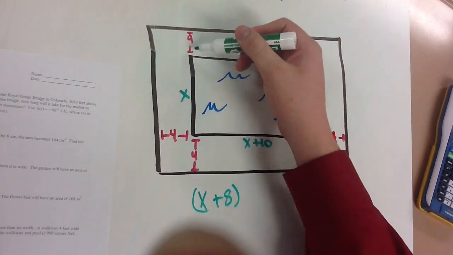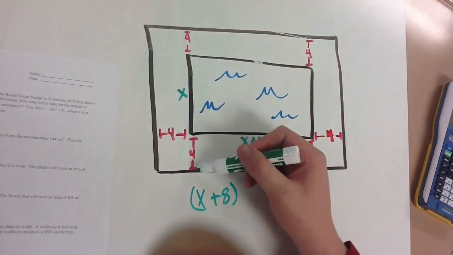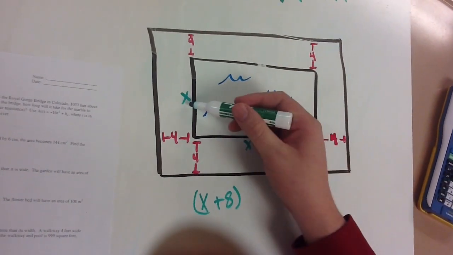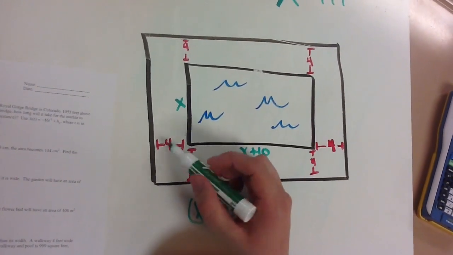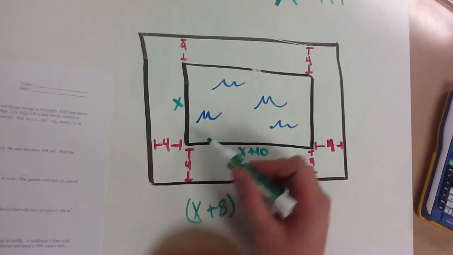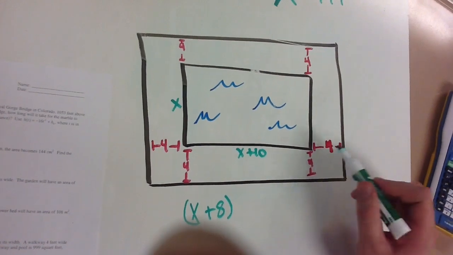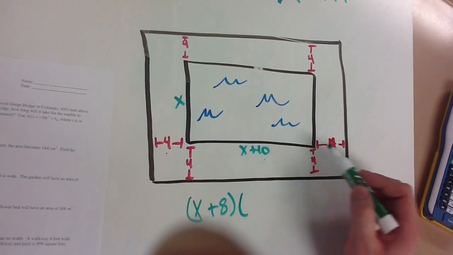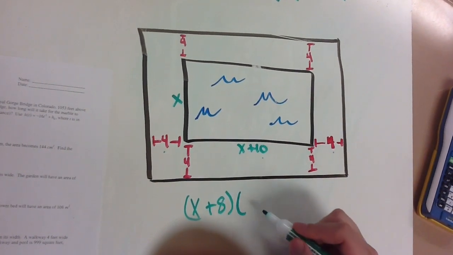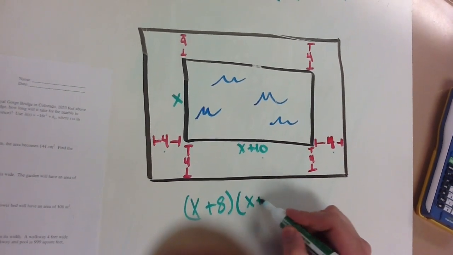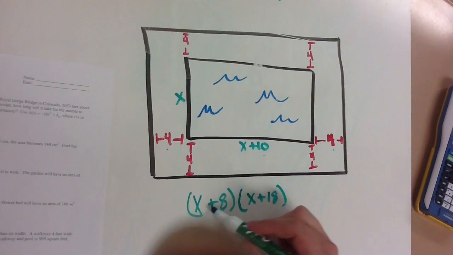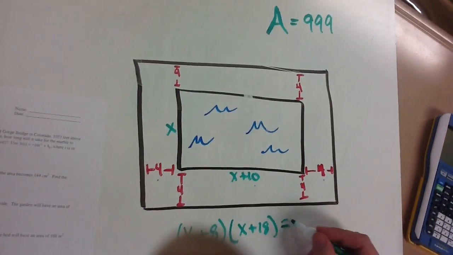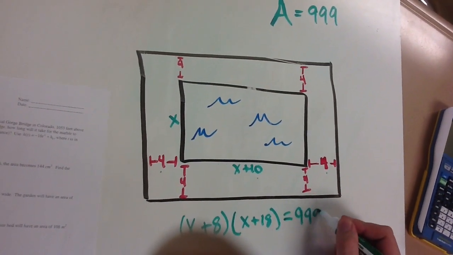Again, 4 plus x plus 4. 4 plus 4 is 8, and I have my x there. If I look at my length, I'm going to have 4 plus x plus 10 plus 4. So if I combine these terms, 4 plus 10 plus 4 is going to be 18. So I'm going to have x plus 18. And these two multiplied together are going to be 999.